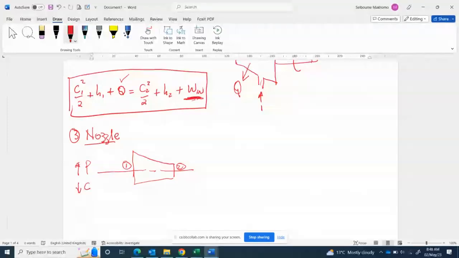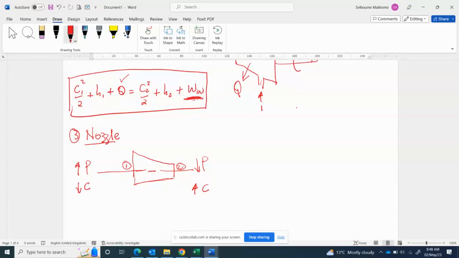Now, as the fluid continues to move along the length of the nozzle, the pressure decreases and the velocity increases. At the outlet, the pressure has dropped, but the velocity has increased. Hence, we're saying that the function of a nozzle is to increase or accelerate the speed of a working fluid at the expense of its pressure. Pressure decreases, velocity increases, that's the nozzle.